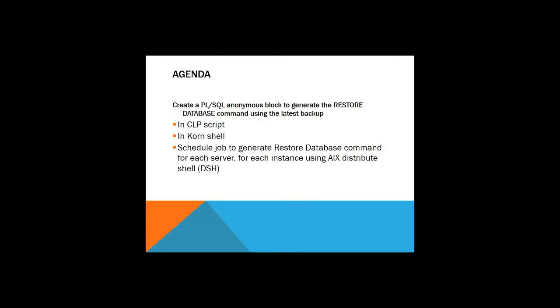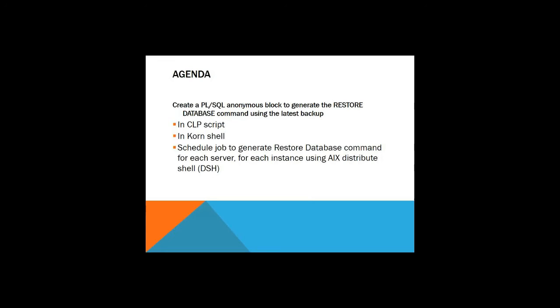So we're going to take a look at the CLP script, which is something that a lot of people have used before, and then we'll take a look at Korn Shell. And in that script, I'm going to start off little by little in terms of first, what would I put in a CLP script to generate a database restore command? And then I'm going to leverage that script and actually import it into a Korn Shell script and into a here document.